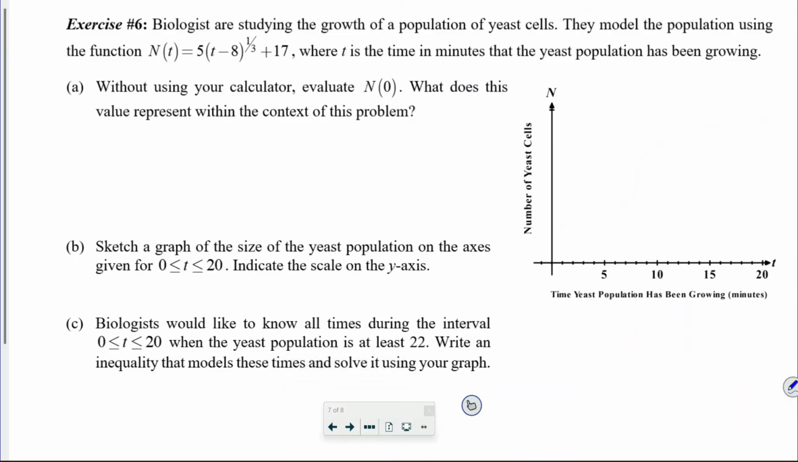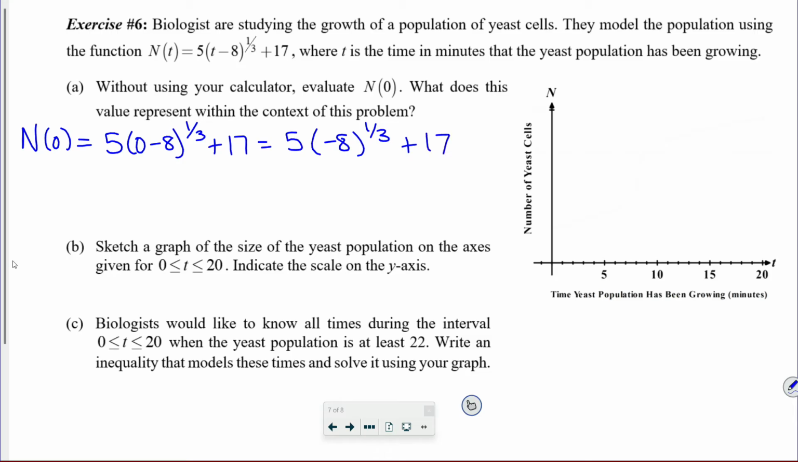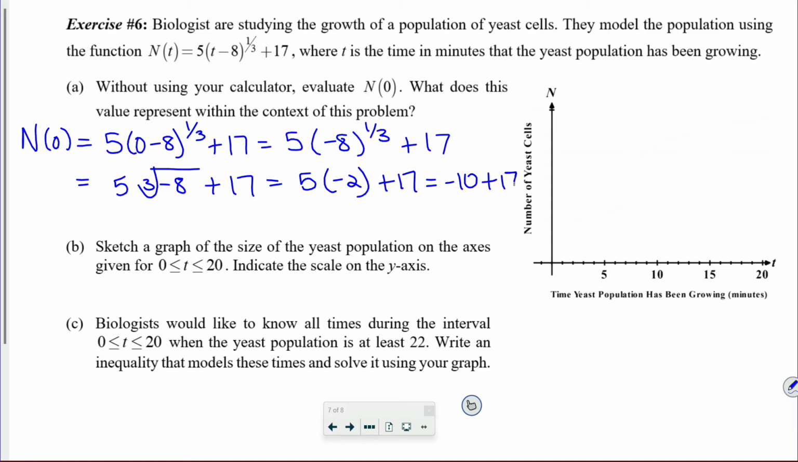Let's figure out what n of 0 is. So n of 0 is going to be 5 times 0 minus 8 to the 1/3 plus 17, which is 5 times negative 8 to the 1/3 plus 17, which is equal to 5 times the cubed root of negative 8 plus 17. The cubed root of negative 8 is negative 2, so I've got 5 times negative 2 plus 17, negative 10 plus 17, and that means n of 0 is equal to 7.